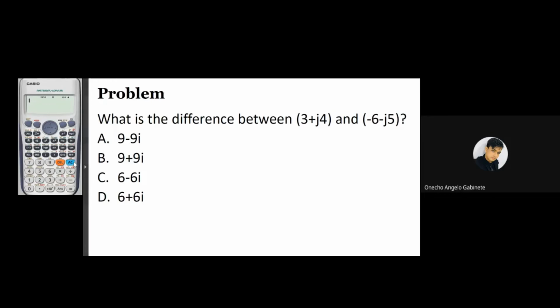Next. What is the difference between 3 plus 4i minus negative 6 minus 5i? 9 plus 9i.